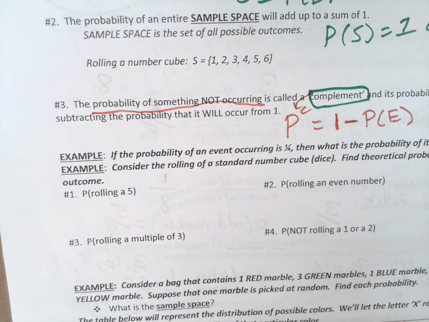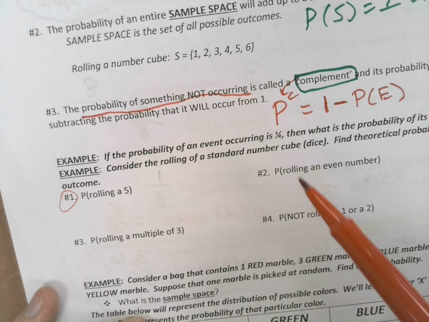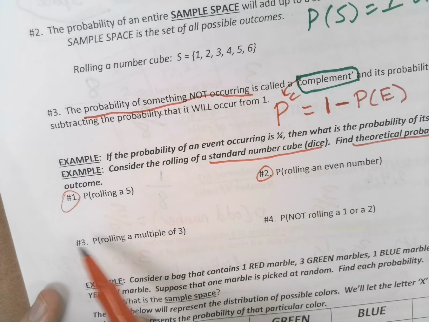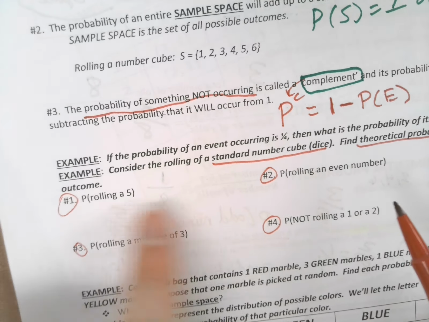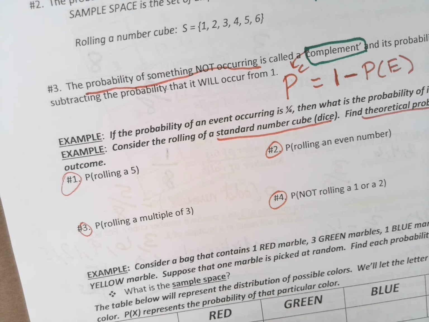And so theoretically, guys, I'm going to let you practice. Let's say we're rolling a standard number cube. Theoretically, what are our chances individually of these 4 things happening? Remember, it's going to be out of 6 because there's 6 possible events in our sample space. Go ahead.